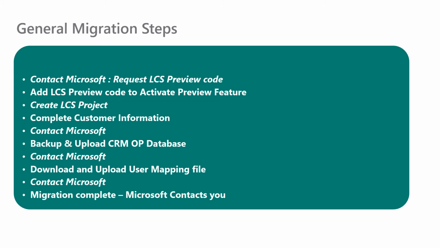First, request an LCS preview code. Then add the LCS preview code to activate the preview feature. Once this is done, create an LCS project. Complete the customer information in LCS, and once you've done so, reach out to Microsoft Factory team letting them know you are done. Proceed then to back up and upload your CRM on-premise database. Then contact Microsoft team and let them know that you are done.